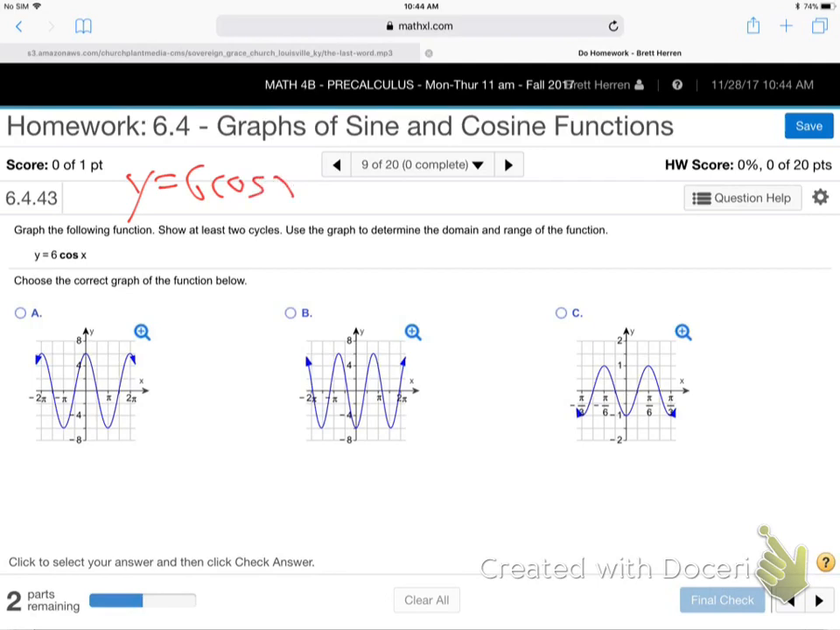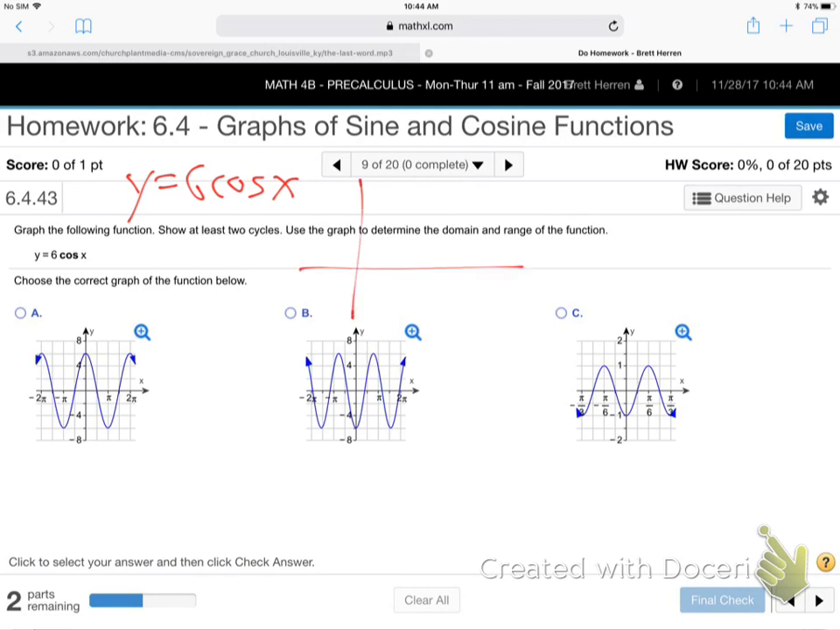Y equals 6 cosine. They want, find the following, show at least 2 cycles, use the graph. All right, so see if you can figure out which of those is right. First off, go ahead and graph 6 cosine and pick the right graph. Boy, that's actually very easy, huh? Can you see right away?